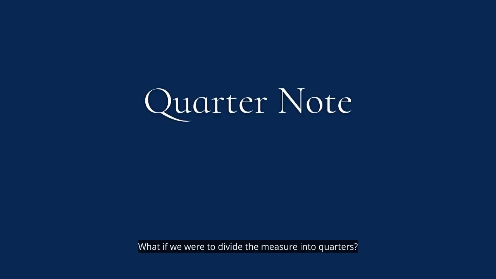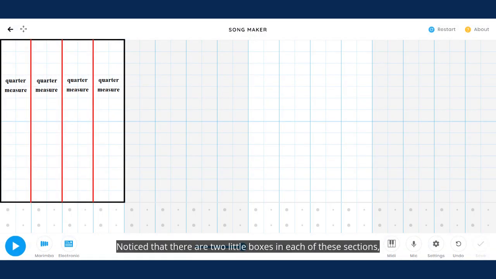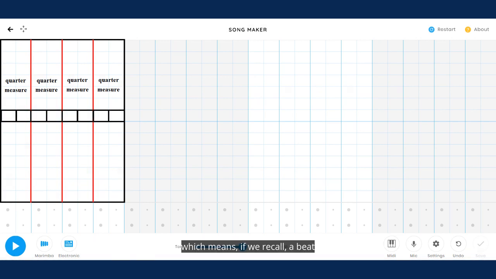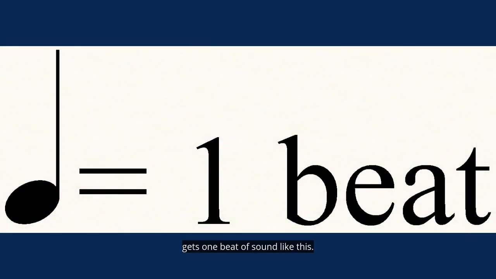What if we were to divide the measure into quarters? We would have 4 equal portions like this. Notice that there are 2 little boxes in each of these sections, which means, if we recall, a beat equals 2 of these boxes, which means a quarter note gets 1 beat of sound, like this.